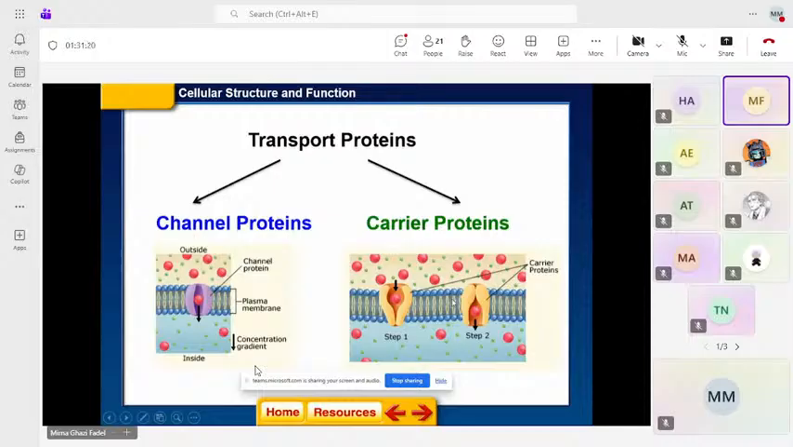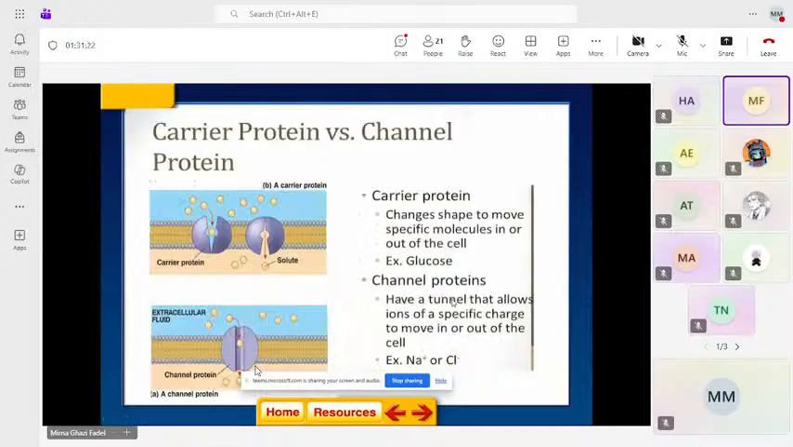Did you understand it? And here are the differences, just in case you want to study them. Carrier protein changes shape to move a specific molecule in or out of the cell, for example glucose. Channel protein has a tunnel. It doesn't change its shape. Just the tunnel moves the ions in or out of the cell. Examples of the ions: Na plus, Cl minus.